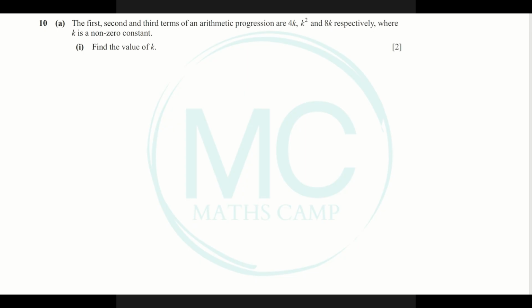The first, second, and third terms of an arithmetic progression are 4k, k squared, and 8k respectively, where k is a non-zero constant. Find the value of k. We are working with an arithmetic progression, and these progressions have got a constant difference. So let's start by writing our three terms across the page. We have 4k, that's term 1, k squared is term 2, and 8k is term 3. The difference is constant.